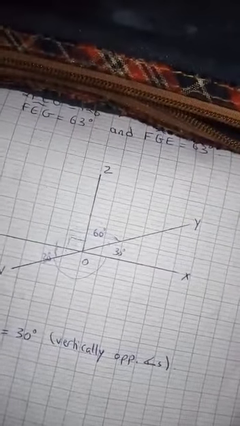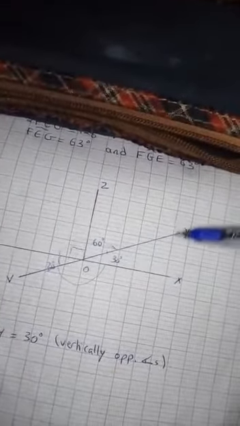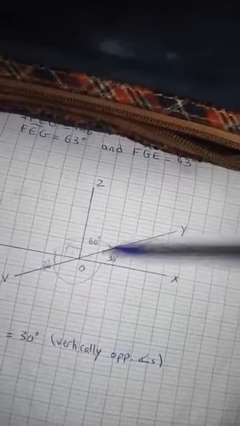The last part, part 4, we have to find adjacent complementary angle and adjacent supplementary angle. XOY, this angle, and YOZ, this angle, are adjacent complementary angles. They are sharing a common side, a common vertex, and their sum is 90 degrees.